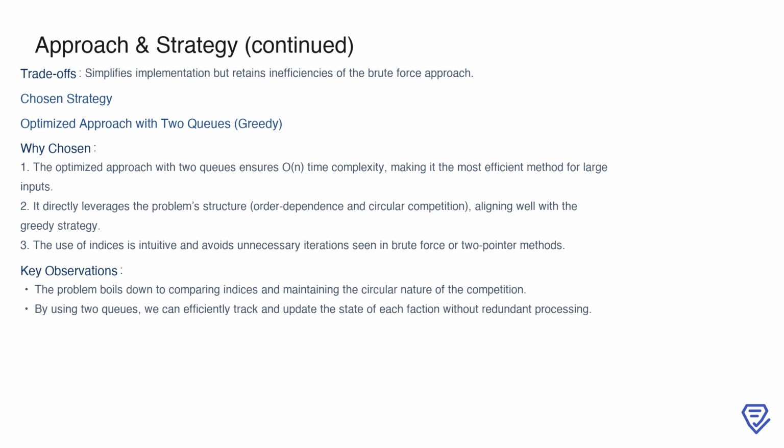Ultimately, the chosen strategy for this problem is the optimized approach that uses two queues. This strategy stands out for several reasons. First, it achieves O(n) time complexity, making it the most efficient option for handling large inputs. Second, it directly leverages the problem structure, specifically the order dependence and circular nature of the competition. By efficiently managing indices and avoiding redundant processing, it aligns well with a greedy approach. The use of queues to track and update the state of each faction ensures that the solution is not only efficient but also intuitive to implement. This makes it the most practical choice for solving the problem effectively.